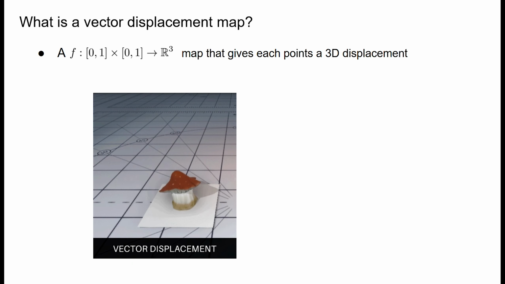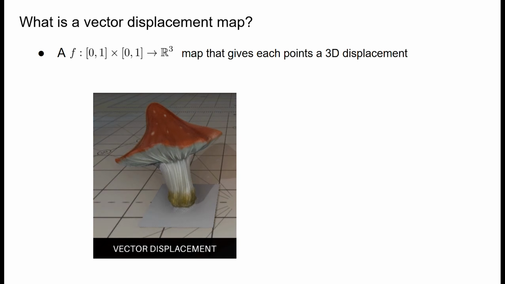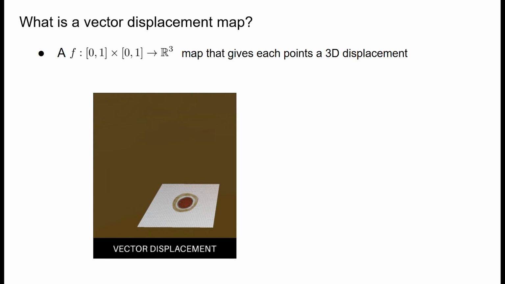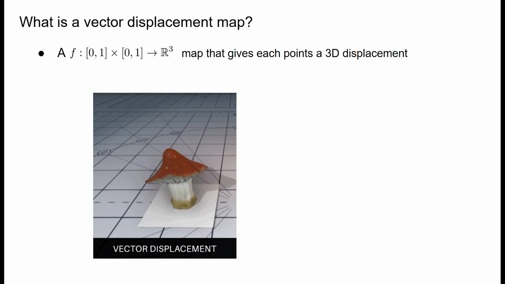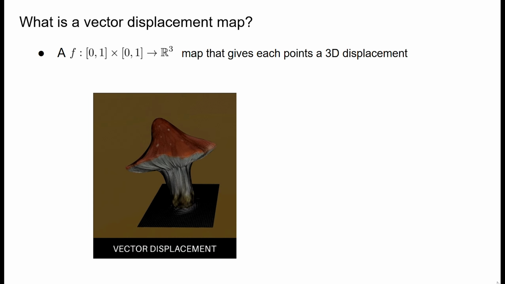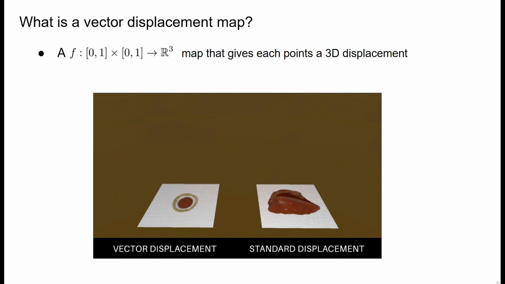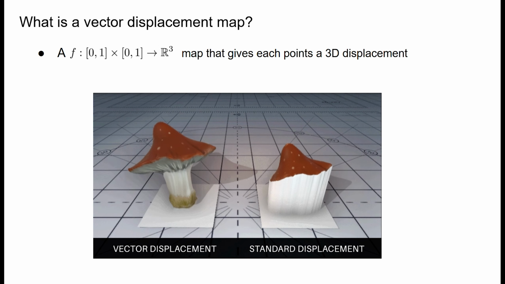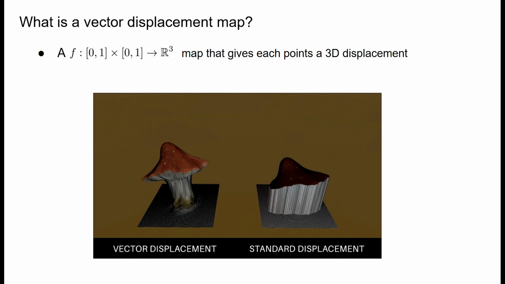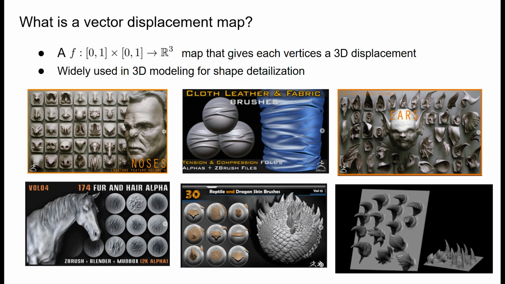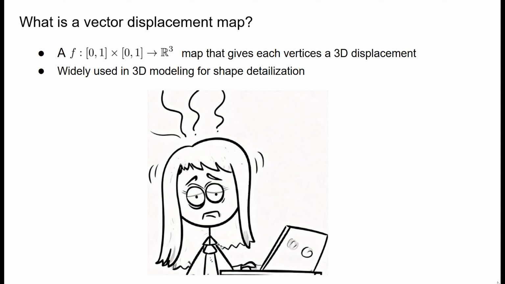A VDM is a map that assigns a 3D displacement to every point in a 2D rectangle, which can be applied to an arbitrary UV region of the base mesh to create complex geometric details. Compared to scalar displacement maps, VDMs can express more intricate geometric features, such as overhangs and cavities. VDMs are widely used in artistic workflows to create part-level details of specific categories, such as nose wrinkles, ears, fur, scales, and horns. While commonly used, authoring VDMs is an extremely challenging and exhausting process.